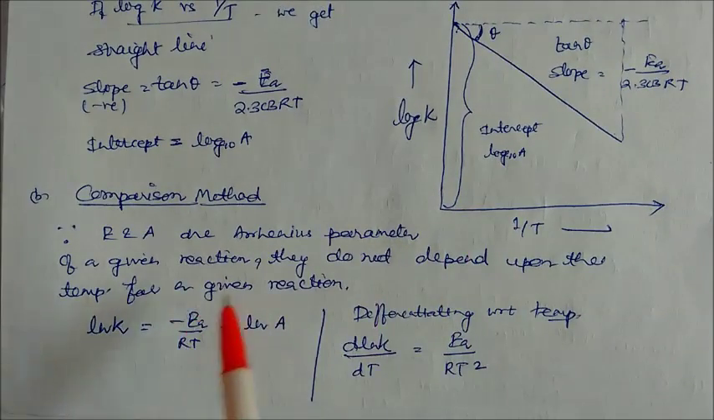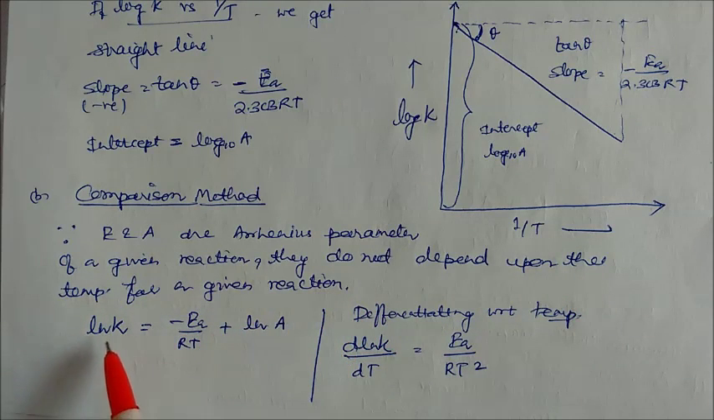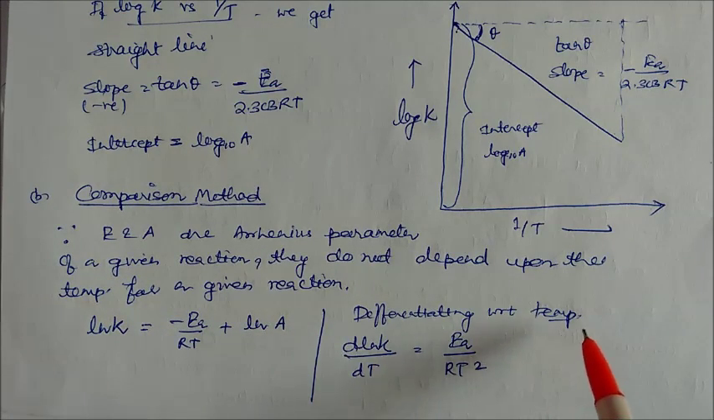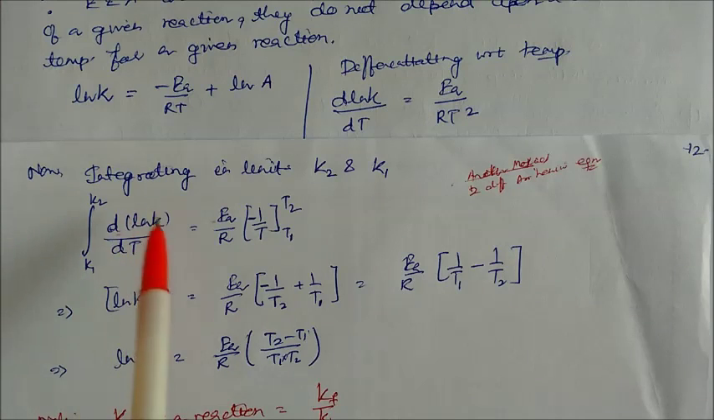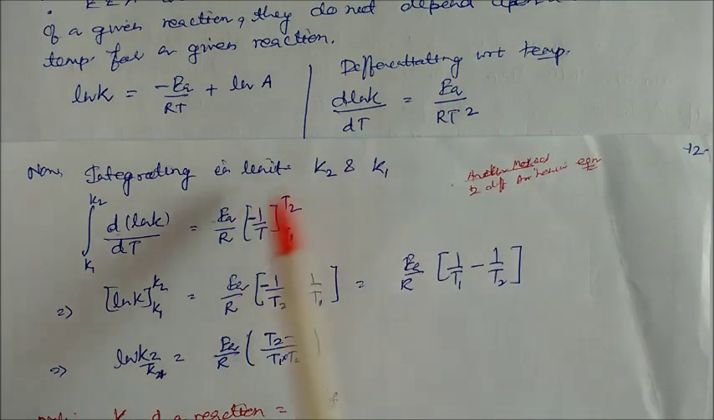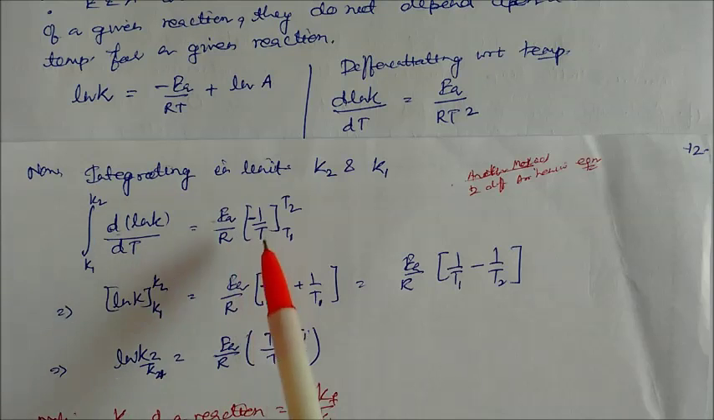Here Ea and A are Arrhenius parameters of a given reaction, so they do not depend upon temperature for a given reaction. So we can write natural log of k equals minus Ea by RT plus natural log of A. If you differentiate with respect to temperature, d natural log k by dT equals Ea by RT squared. Then if you integrate in the limits k1 to k2, you will get Ea by R.